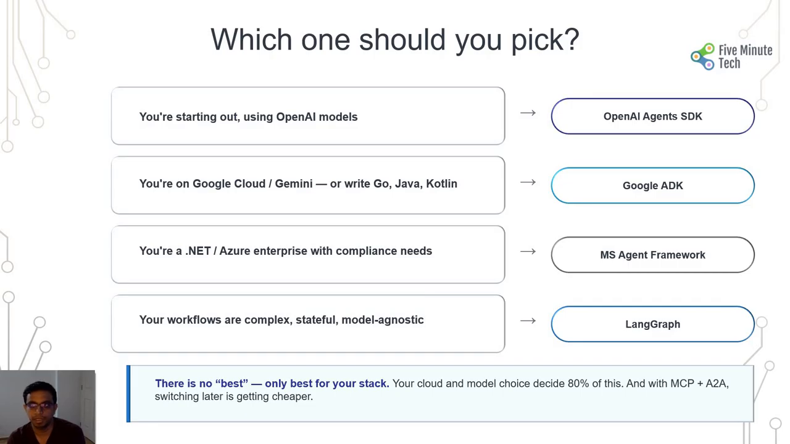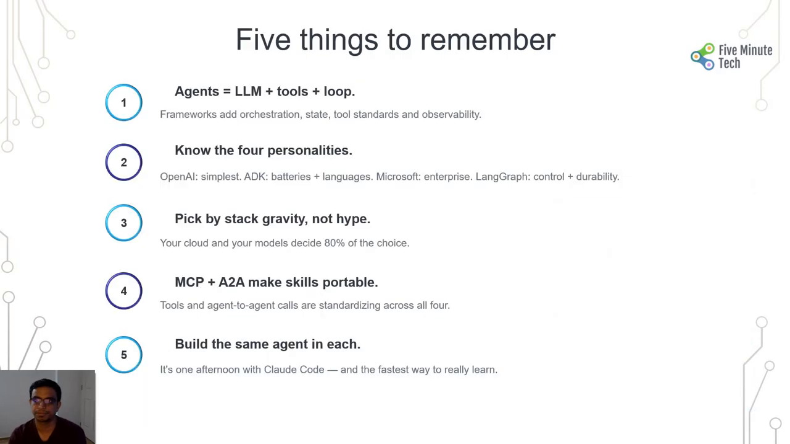And with MCP plus A2A protocols, switching later is getting cheaper. It's not expensive, and you can do certain migrations as you go forward. Now, five important things to remember before we break out: agent equals LLM plus tools plus loop. Frameworks add your orchestration, state, tool standards, and observability. Now, know the four personalities in our ecosystem. These are the major players: OpenAI, Google ADK, Microsoft, and LangGraph.